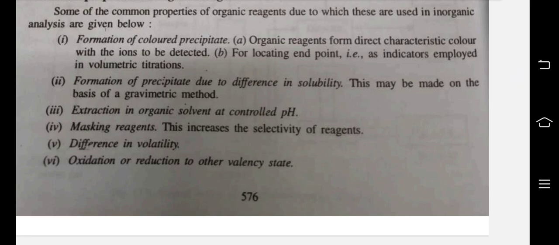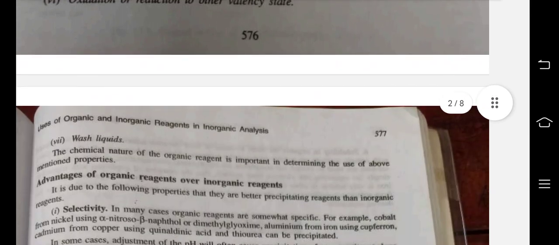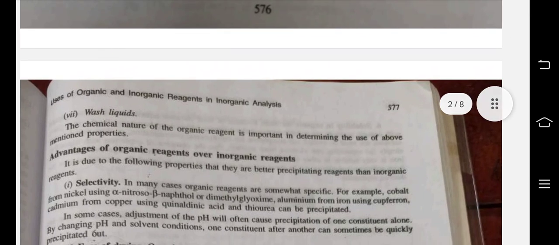Third property is extraction in organic solvent at controlled pH. Fourth property is masking reagents. This increases the selectivity of reagents. Fifth property is difference in volatility. Sixth property is oxidation or reduction to other valency state. Next property is wash liquids. The chemical nature of the organic reagent is important in determining the use of above mentioned properties.